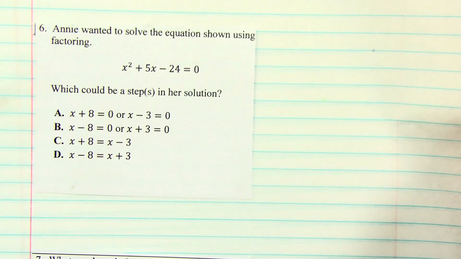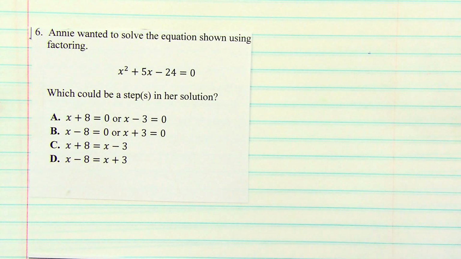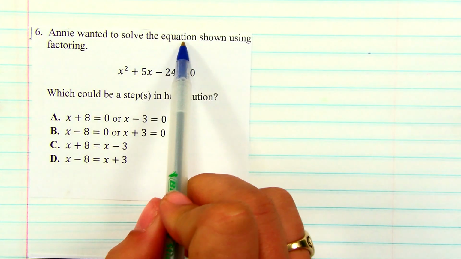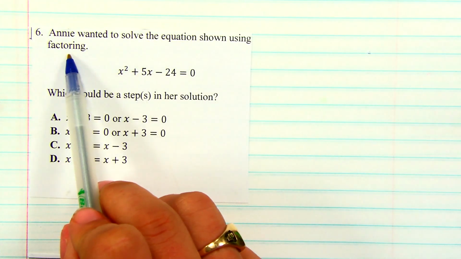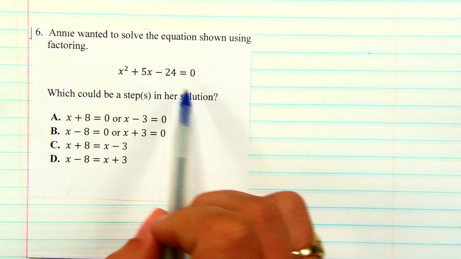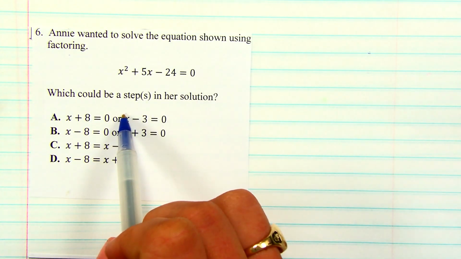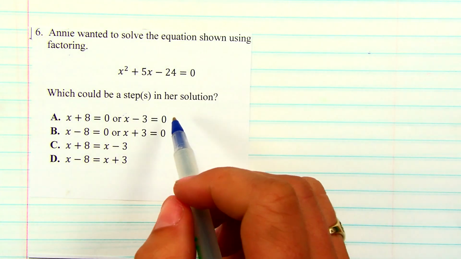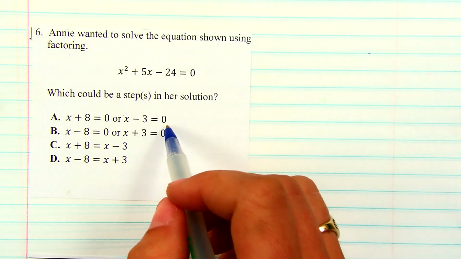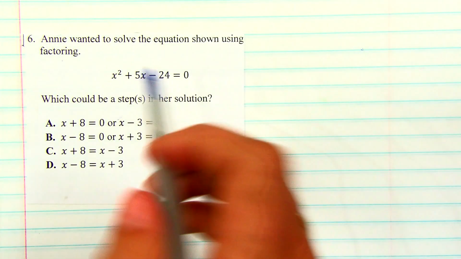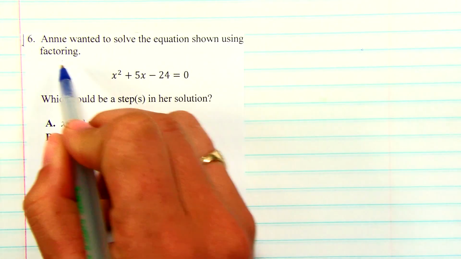To the next question, question 6. Annie wanted to solve the equation shown using factoring. So she wants to solve this by factoring, which could be a step in her solution. And so this is really, you're going to come back and see this again in another video. But to start, it says that we need to factor.